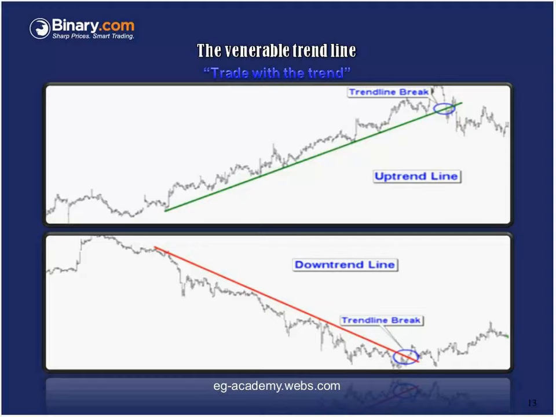The key to trend line analysis is what the market does as it approaches the trend line. The assumption is that a trend in motion will stay in motion until it doesn't. Breaking through a trend line is an important signal that one trend may be ending and another beginning. Like you can see here, breaking of an uptrend line and breaking of a downtrend line.